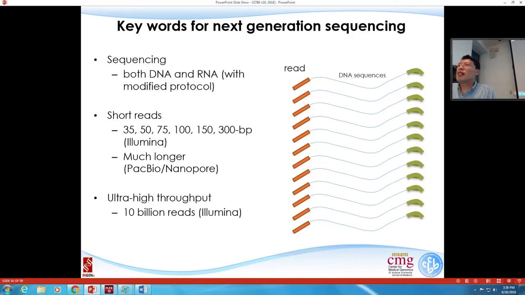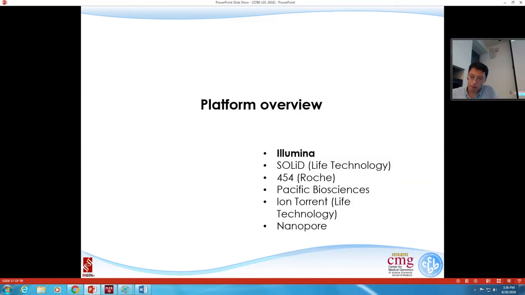The third keyword of this is ultra high throughput. So we are not sequencing just a 300-base sequence and done with it. Rather, we can sequence up to 10 billion of those small sequences in one instrument run. So for the students who register for the course, we can have a tour where we will show you some of the instruments that are able to do that.